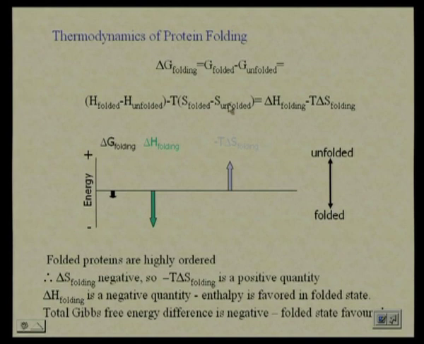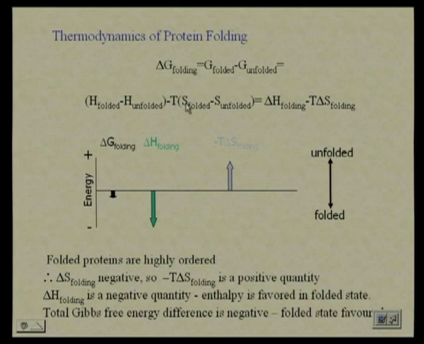If we consider now the form of delta H folding minus T delta S folding, we recognize that we can also open these up into the initial and final components. So, the delta H folding is going to be H final, that is H folded, minus H initial, that is H unfolded. Similarly, for delta S, we can have S folded minus S unfolded.